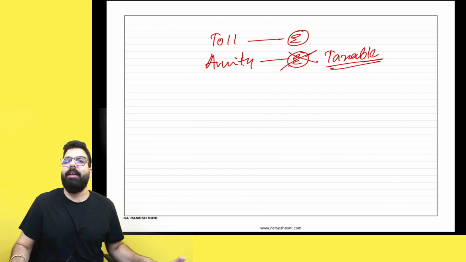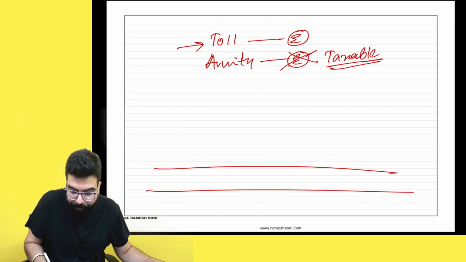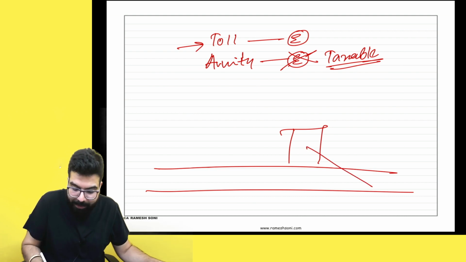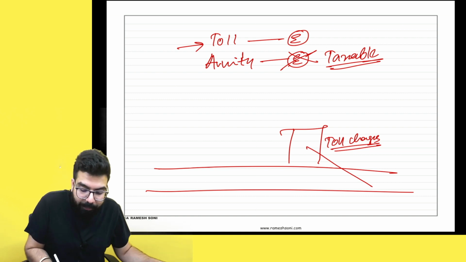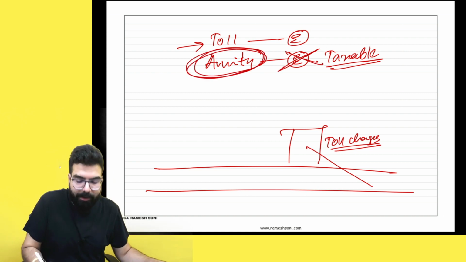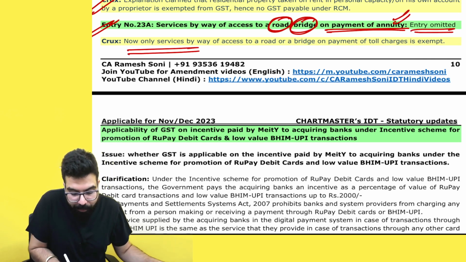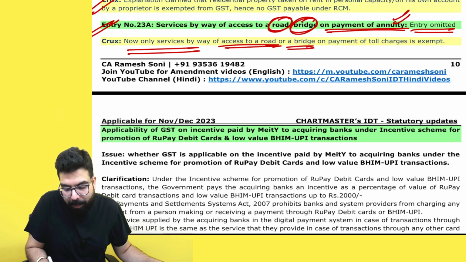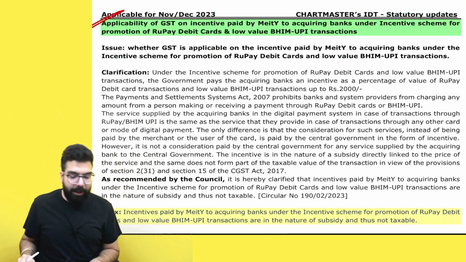So, sir, what is under exemption? Services by way of access to road. If you are going on the way and there is a toll booth collecting toll charges from you, that is only under exemption. Services by way of access to road on payment of annuity is no more under exemption. It is now made taxable. Done, sir, point is clear. Remember one thing: on payment of annuity, the entry has been omitted. Now, only services by way of access to road or bridges on payment of toll charges is exempt. Now, the next one over here is the RuPay card.